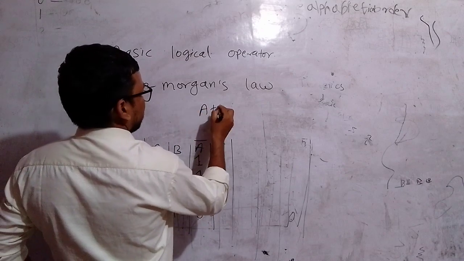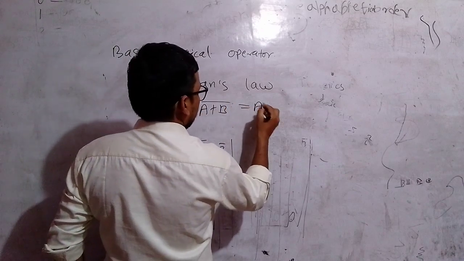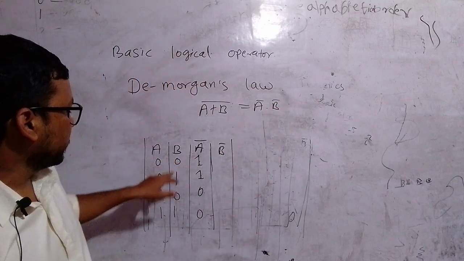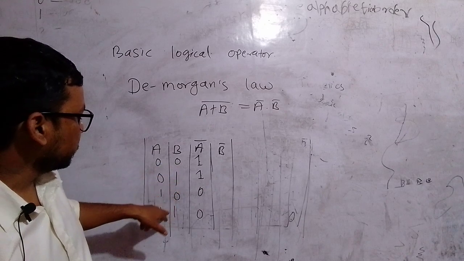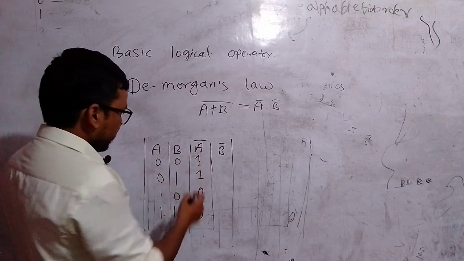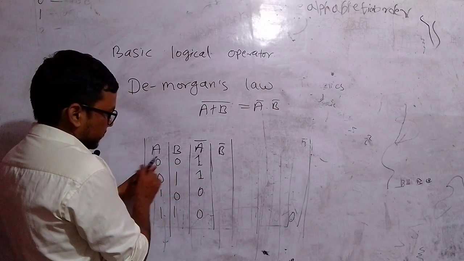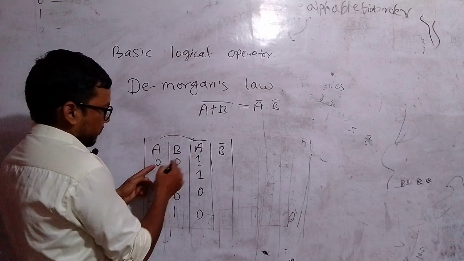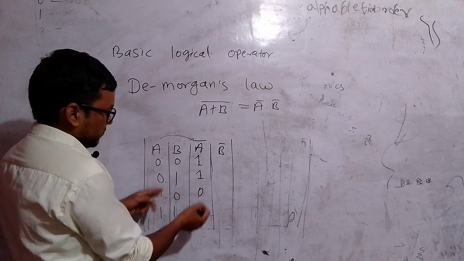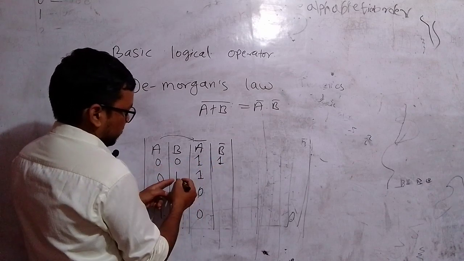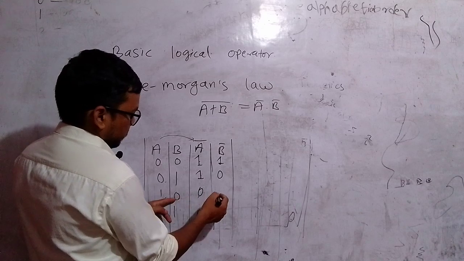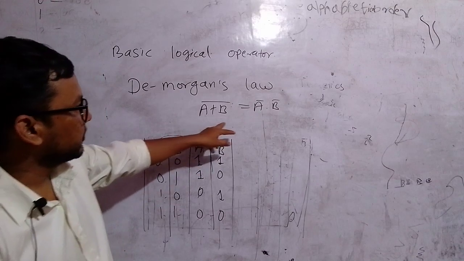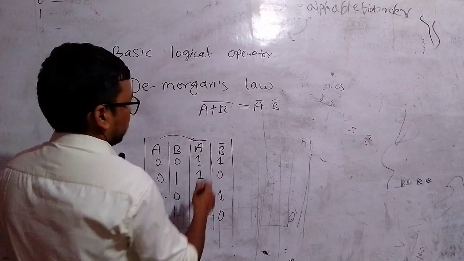What are the other rules? A plus B complement is equal to A complement dot B complement. Now for AB, the possible values are 00, 01, 10, 11. And A complement means we just need to change 0 to 1 and 1 to 0. So 0 to 1, 0 to 1, 1 to 0, 1 to 0. For B complement, we again change 0 to 1 and 1 to 0, this way. Now which terminology I have given, we need to write down here.